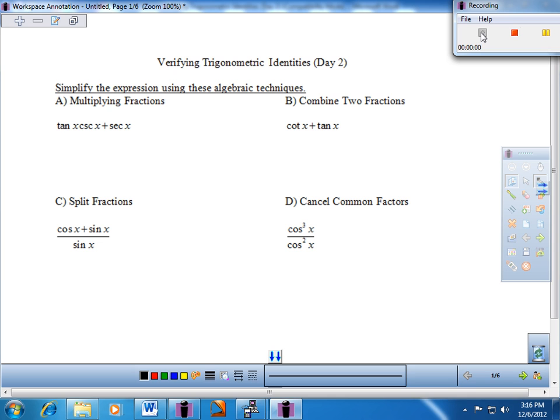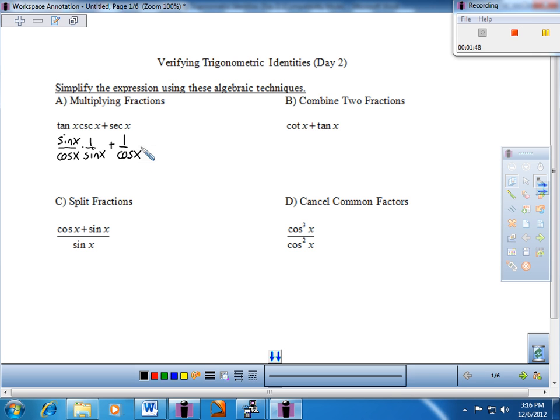Anyway, let's get started. So multiplying fractions. Obviously I don't see any fractions thus far in this expression right here, but I have tangent of x, cosecant of x, plus secant of x. And one of the techniques we talked about was very simply taking everything and trying to express it in terms of sine and cosine. Everything is connected to sine and cosine. So maybe something like this would do.